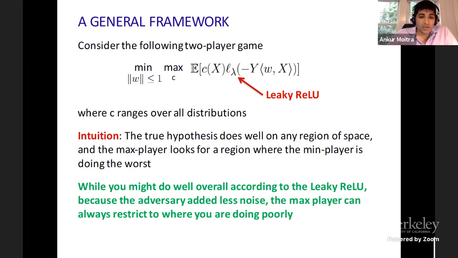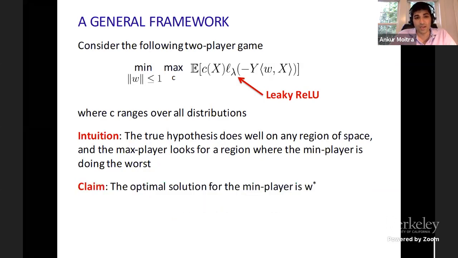So the intuition, phrased a different way, is that while you might do well overall according to the leaky ReLU because the adversary has added less overall noise, this max player can now always restrict you to where you're doing poorly, and that can force you to try and find a better hypothesis in terms of agreement with the data.